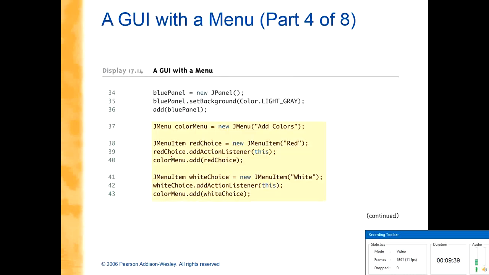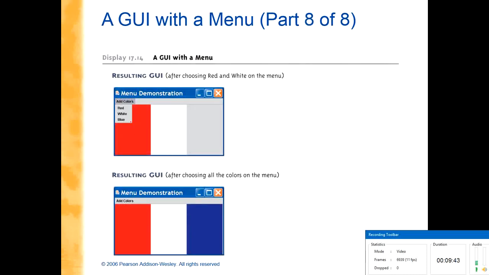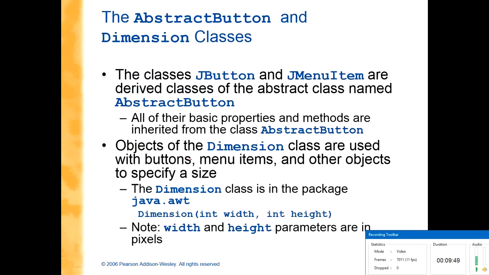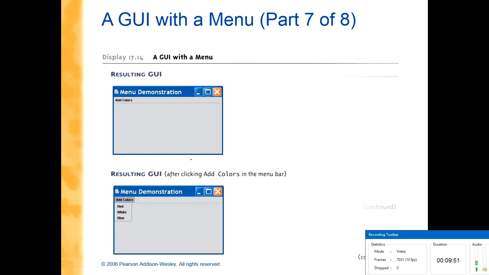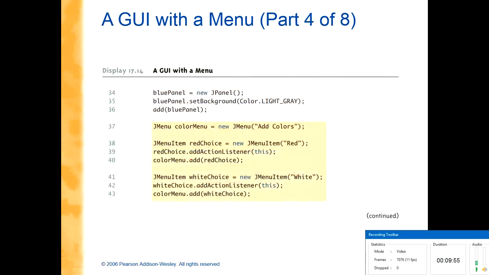So let's just check the output first of all, how it's doing. Why do we have the panels? Yes, because when it clicks on red, the panel is painted red. Then white, the same thing we did with the button. So that's why we have the panels over here.